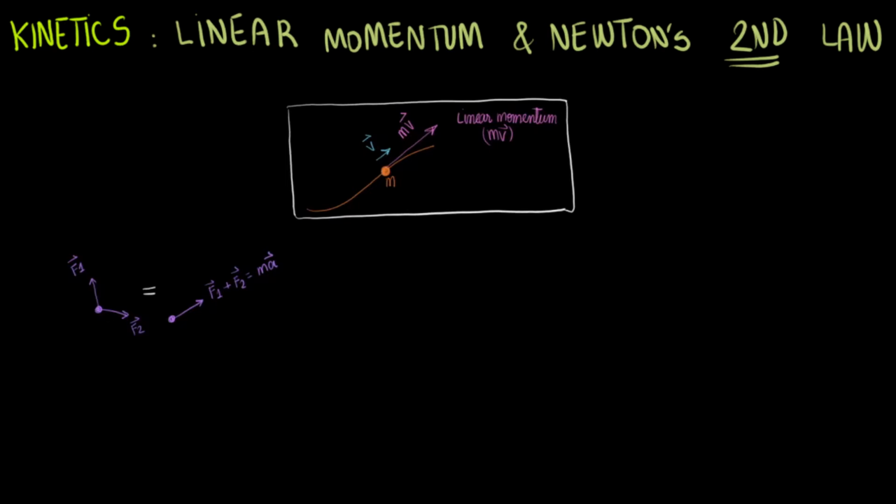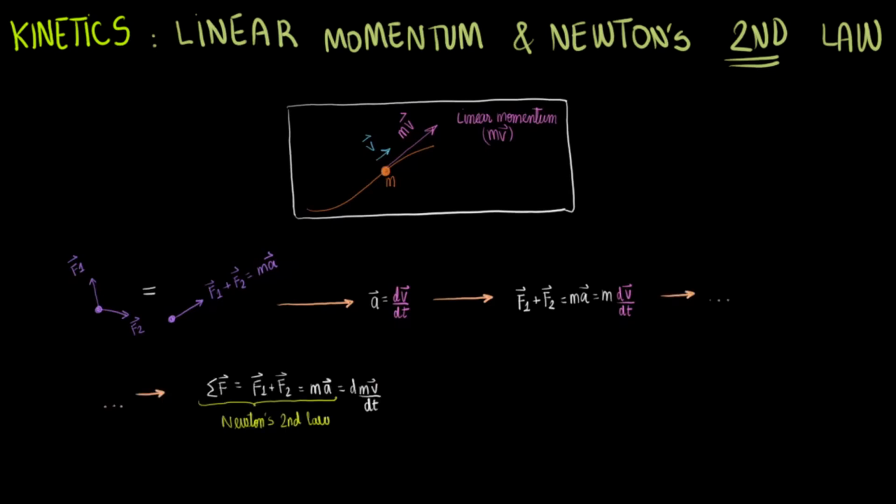The effect of these two forces will add up and can be represented by a resulting force equal to m times a, where a is the acceleration. You should remember now that a equals dv over dt. Let's replace a with that in our resultant force expression. So now we have F1 plus F2 equals m times a, which now equals m times dv over dt. We know that the left-hand side is sigma F and that the right-hand side can be written as d(mv)/dt.